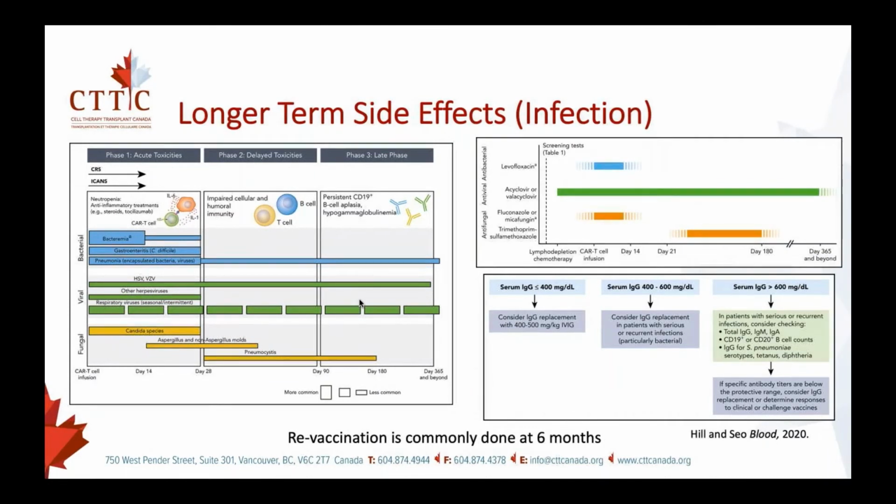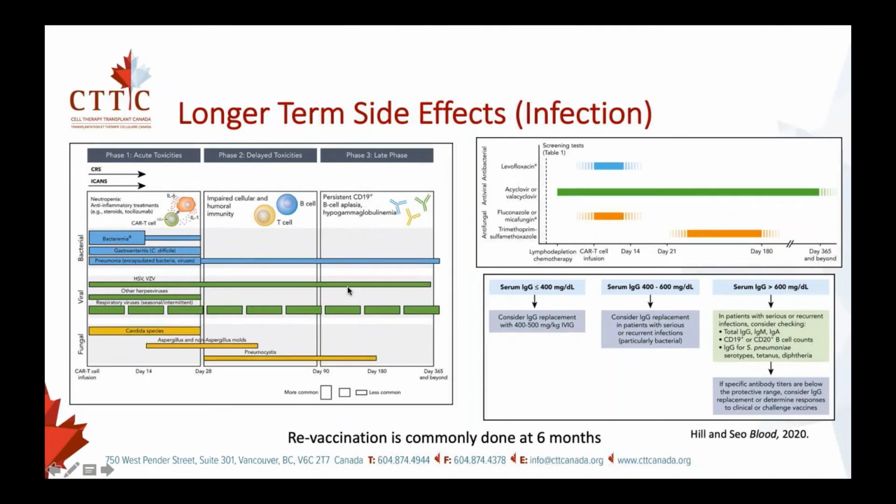Another major one to keep in mind is infections. I typically divide infections, just like Joshua Hill's article here that was published in Blood as a How I Treat, into 3 stages. There's the acute toxicities, delayed, and late phase. During the acute phase, we tend to worry mostly about bacterial infections, although there can be some viral activation, and Candida species are of big concern during those first 28 days. But when we talk about the more delayed phase, we're worried about Pneumocystis jirovecii pneumonia, as well as HSV or VZV reactivations occurring.